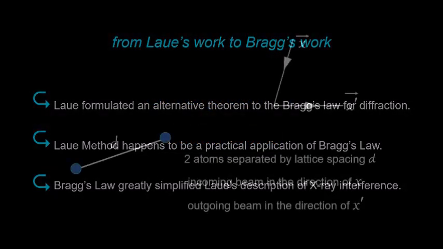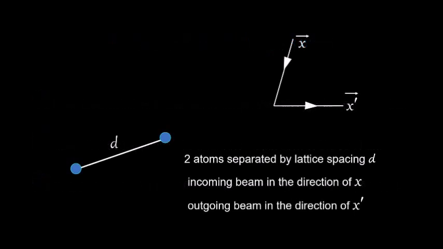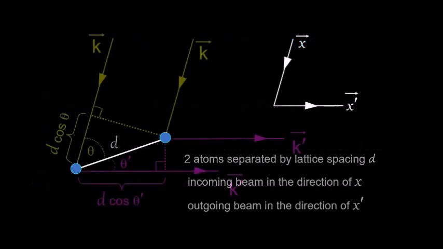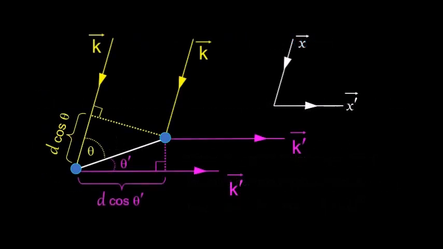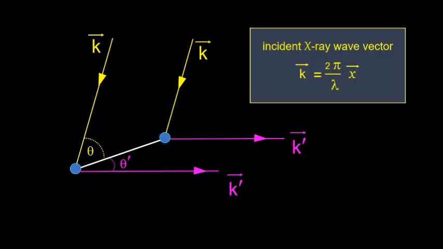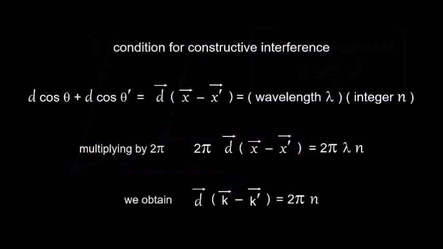Along the direction x, wave vectors k represent the incident X-rays, as shown in yellow color, and impinge upon the two atoms on the aforementioned oblique lattice plane, at an incidence angle theta. On the other hand, along the direction x', wave vectors k' represent the scattered X-rays, as shown in fuchsia color, and are scattered from those two atoms at a scattering angle theta'.